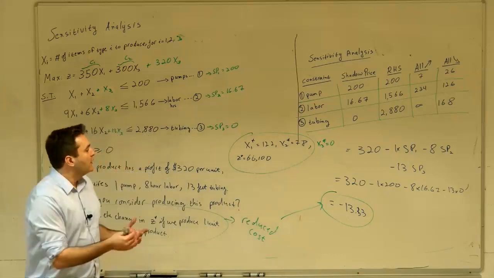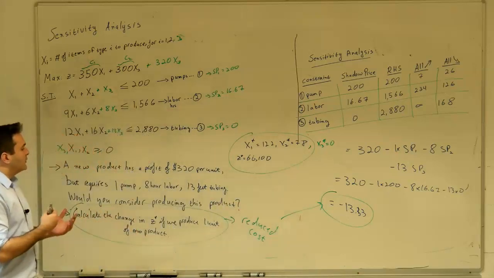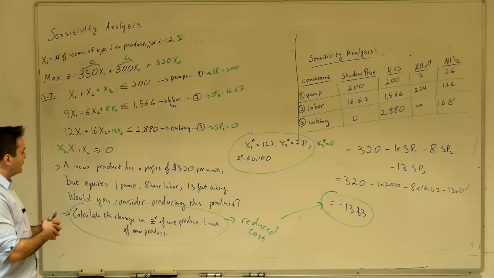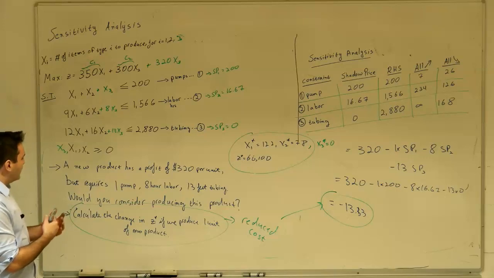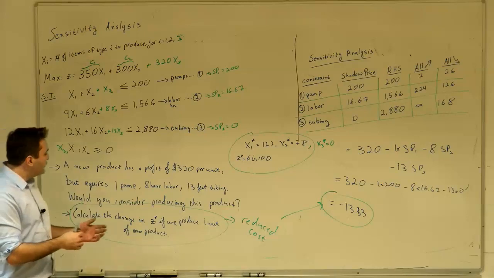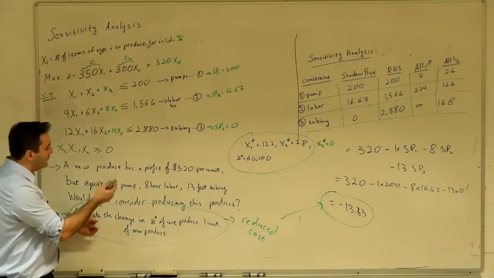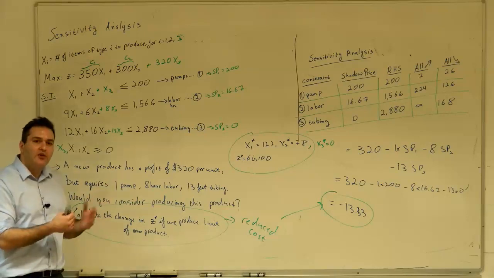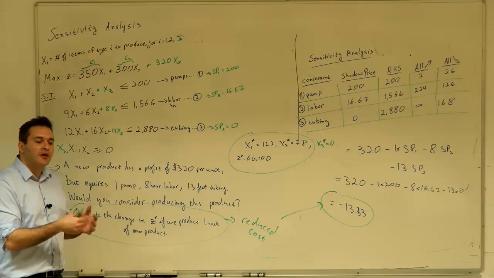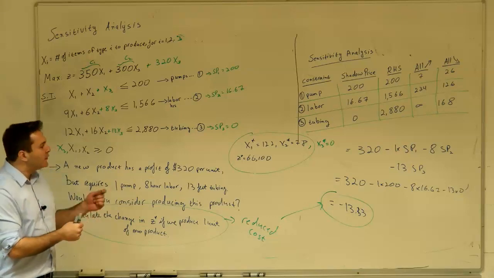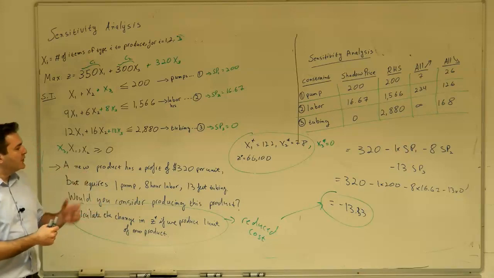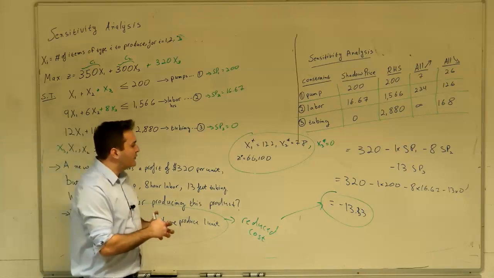Okay? So maybe what you need to remember or to try to understand is what is a reduced cost? What's the definition of a reduced cost? A reduced cost at optimality of this new product is the change in the objective function value at optimality if I force the system to produce only one unit of this product.